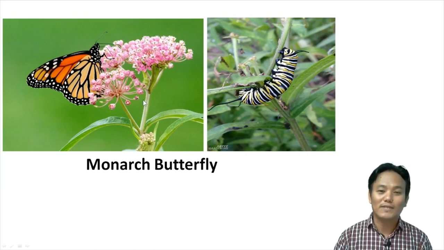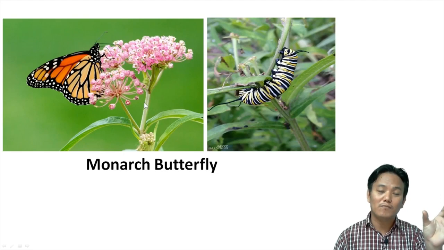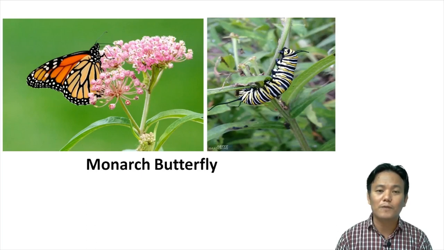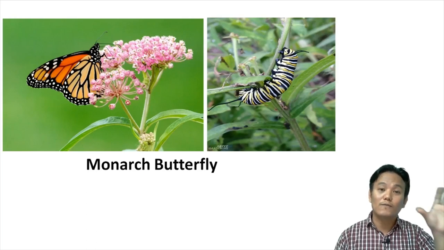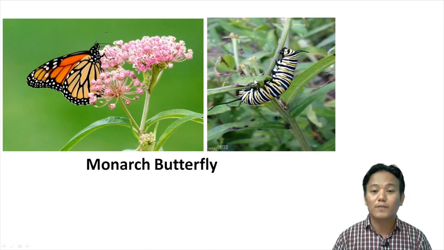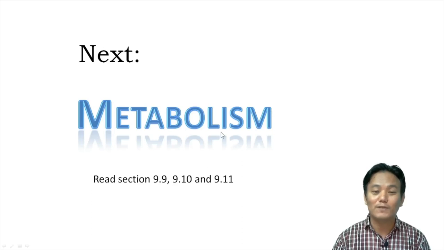So that is about secondary metabolites. Primary metabolites all have a known function inside the organism's body. But these secondary metabolites found in plants, fungi and microorganisms do not have known functions, right? So therefore they are classified under secondary metabolites. Clear? Now, in the next video, we will discuss metabolism.